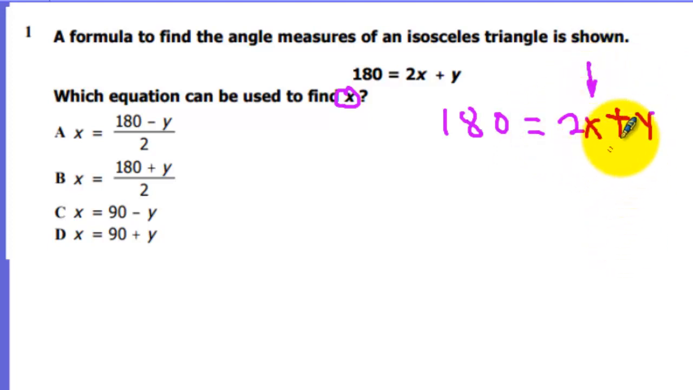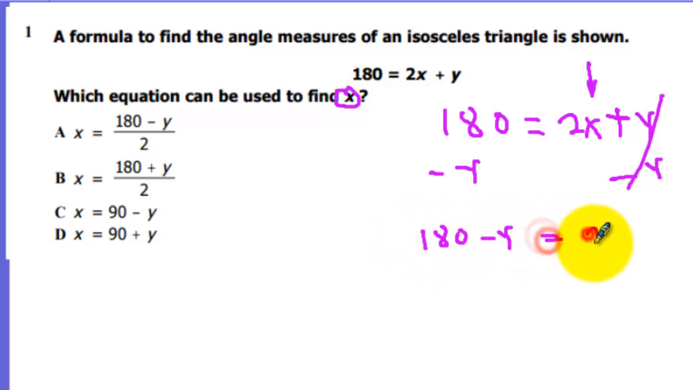Now 2x is being added to y, so I need to remove my y here first. The opposite of adding y is to subtract y from both sides. We can now cancel this. We'll have here 180 minus y equals 2x.